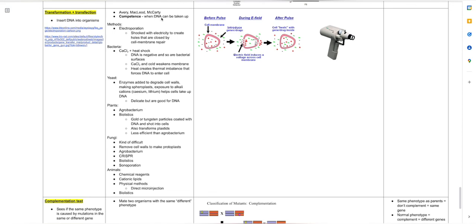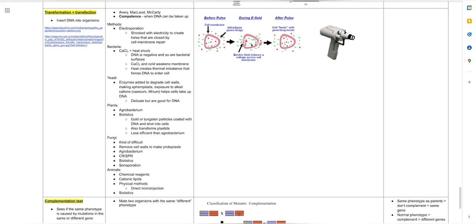There are a couple of methods used to carry this out. The first one, I just have it listed under methods because you can use it with any type of cell. Electroporation is basically you shock the cell with electricity, like here, and then you create holes that are closed by cell membrane repair. So before they're closed, you can introduce things.